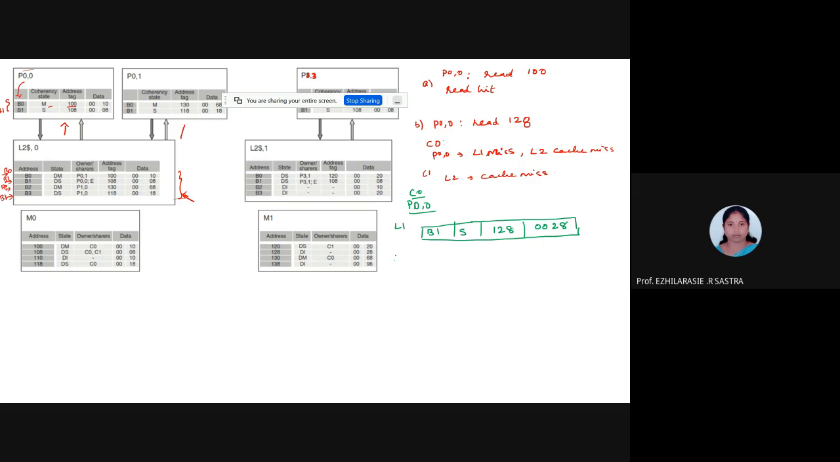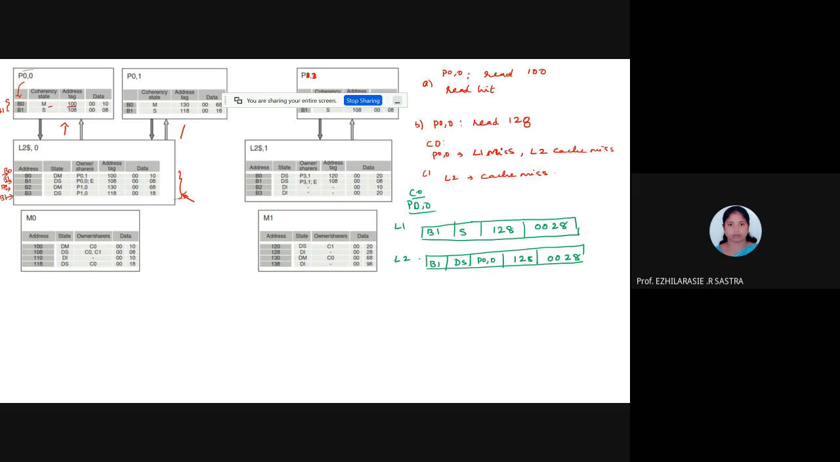And if you take L2, in L2 also, again we have to update. So if we take L2, the address is B1 and it is shared, because it is read, it is shared. So which is sharing the data? P0,0 is sharing, and it is 128, and the data is 28, because no other processor is sharing. Now P0 alone is reading this. So that's why it is P0,0.